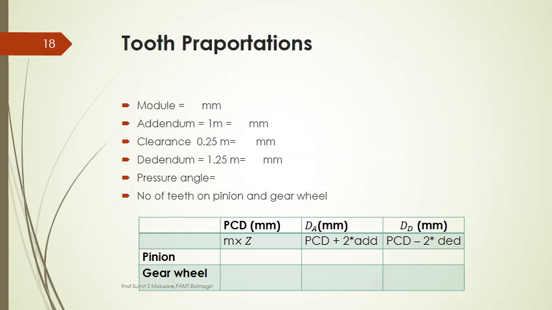Now the last one, tooth proportions. After the completion of each and every stage, we need to fill up this data: module per stage, then addendum, which is one time module, the clearance we are providing, the dedendum we have to provide, then pressure angle, then number of teeth Z1 and Z2, then pitch circle diameter for the pinion and the gear wheel, addendum circle diameter for the pinion and the gear wheel, dedendum circle diameter for the pinion and the gear wheel. We just have to fill it.